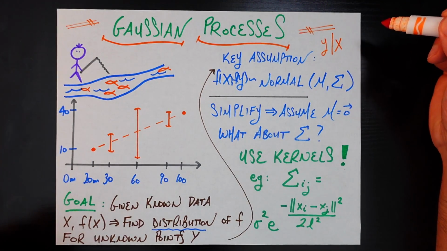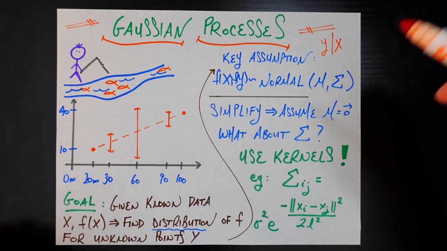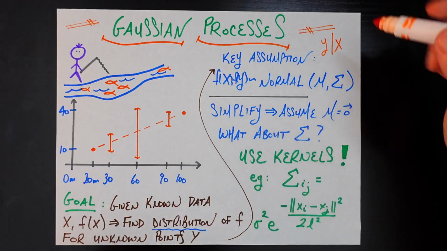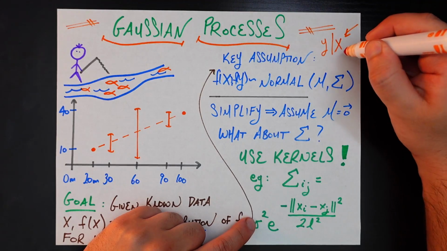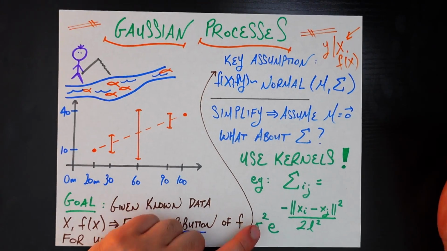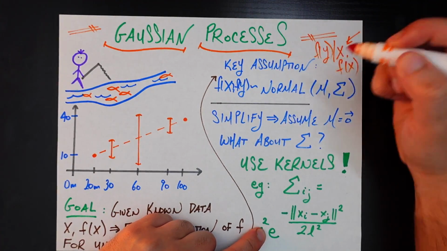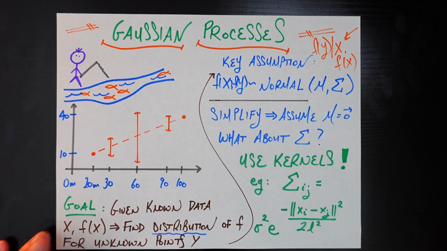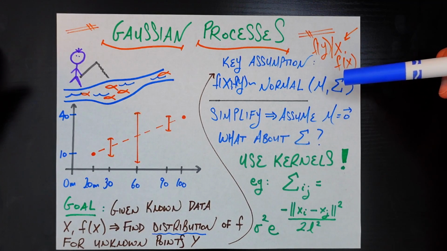Y given x is exactly the mathematical formulation of this sentence we wrote here, which is given some known data. So given this known data x, and I guess I should technically say f of x, what should the distribution of f of y be? We want to find the distribution of f of these unknown points y. So that's exactly why it's important to set up this f of x and f of y assumed to be normal distributions here.